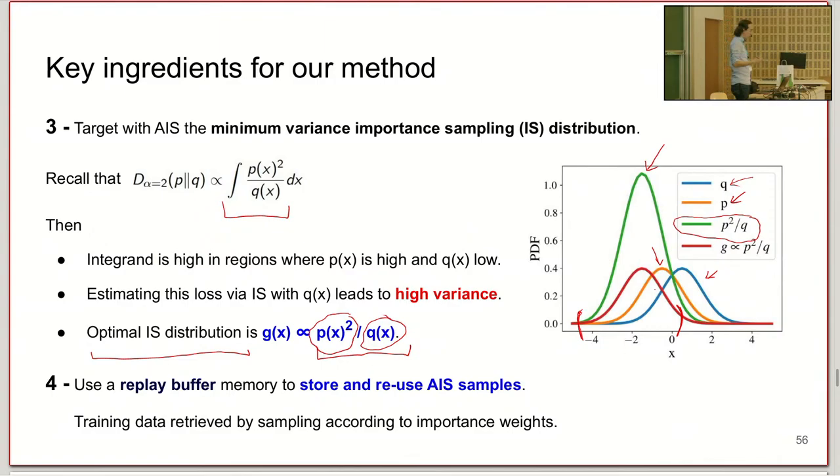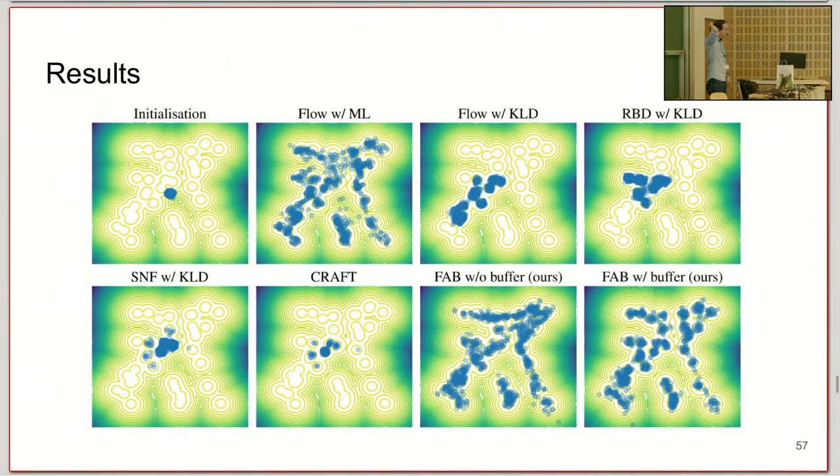Just to conclude, I want to show how this works in practice. This is an initial flow. This is how we initialize our flows. They are missing all the modes, because they are quite narrow.